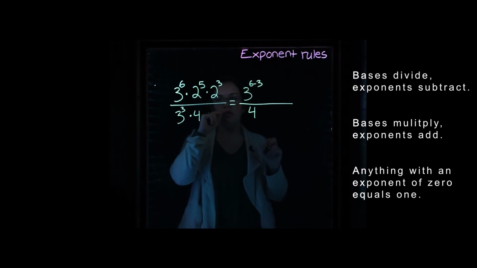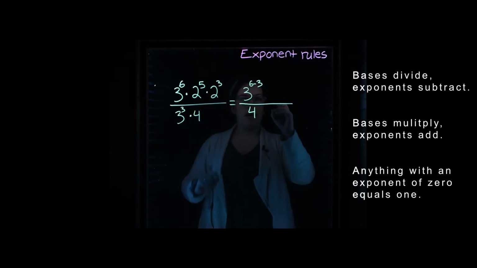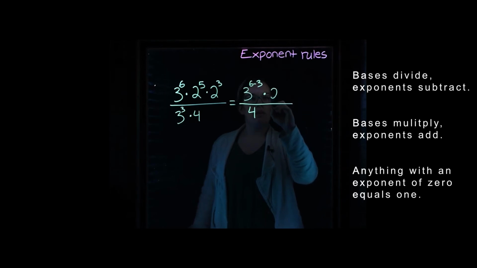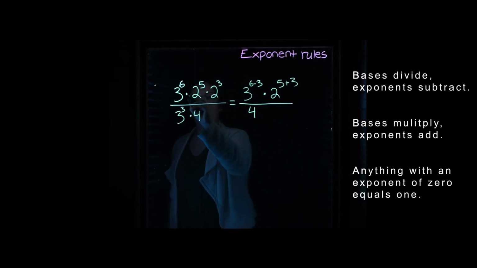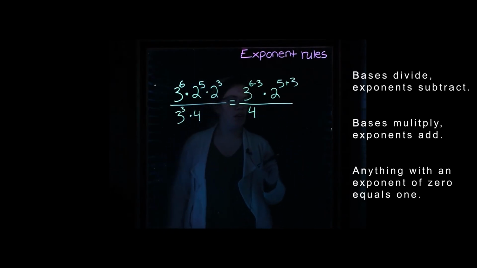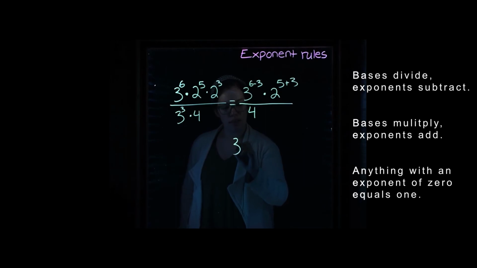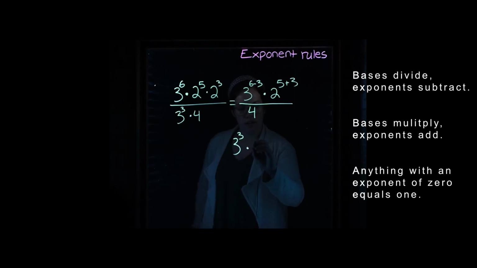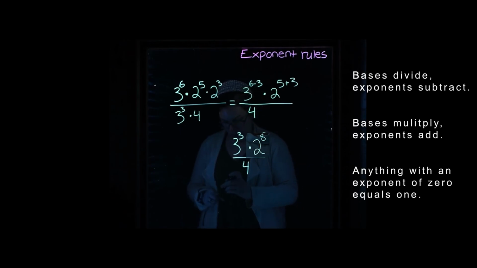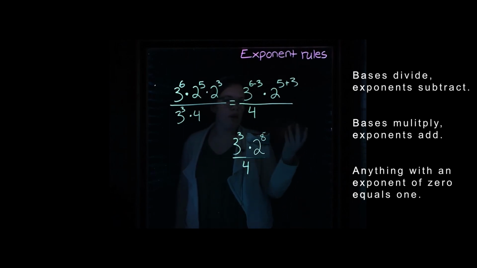Now I look at my 2s. I know when my bases are the same and they multiply, my exponents add. So I'm going to add my exponents. Now I put this multiplication symbol here because it's right here, so I have to transfer it over. Now I'm going to just go ahead and do what the problem tells me to do. 6 minus 3 is 3. 5 plus 3 is 8. And then that 4 just stays right there. So, easy peasy lemon squeezy, because I just break it down to what I already know.